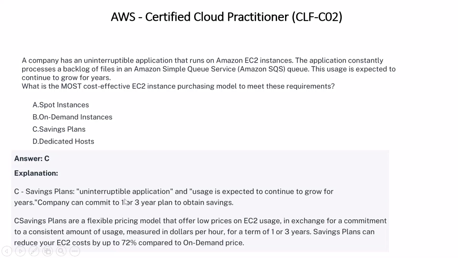The application is uninterruptible and usage is expected to continue to grow for years. The company can commit to a 1 or 3 year plan to obtain savings. Savings plans are a flexible pricing model that offer low prices on EC2 usage in exchange for a commitment to a consistent amount of usage measured in dollars per hour for a term of 1 or 3 years. Savings plans can reduce your EC2 costs by up to 72% compared to on-demand price.